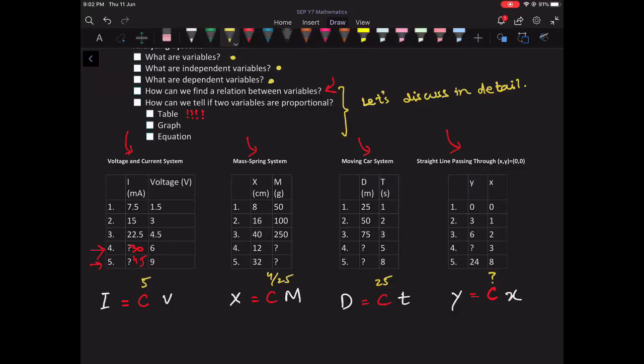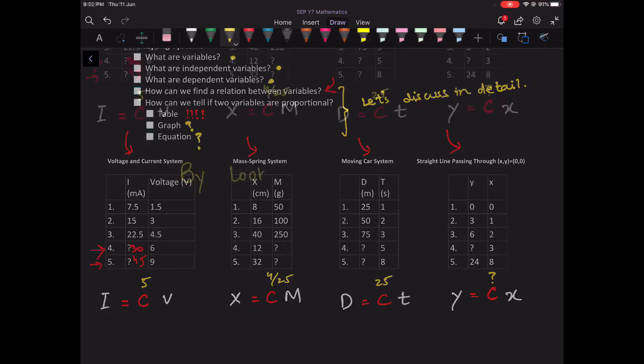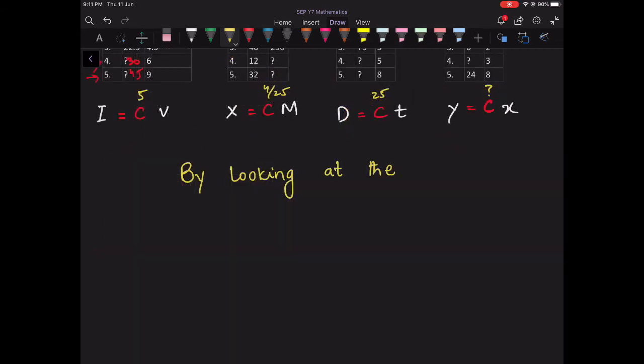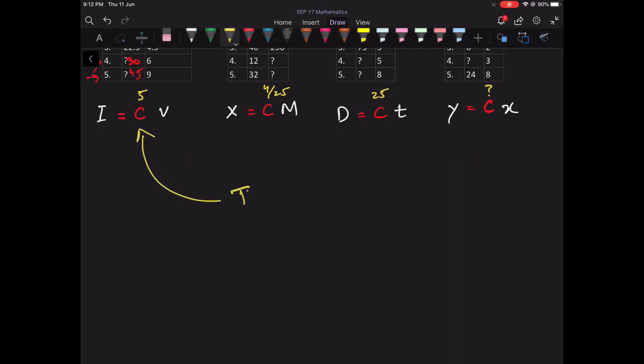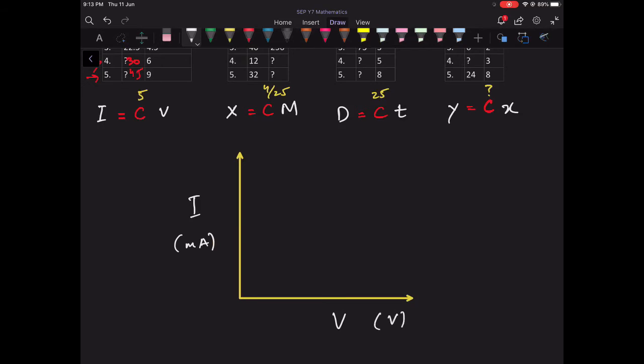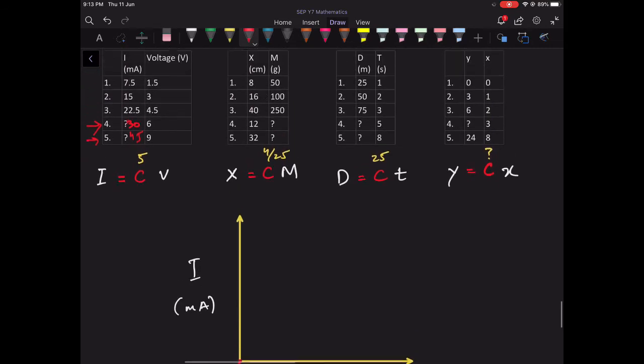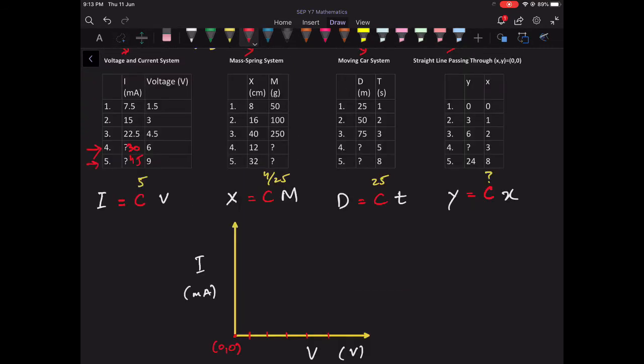Let us now study how we can identify proportionality between 2 variables just by looking at their graph. Let's take the example of the current and voltage system. We shall plot the current on the y-axis and the voltage on the x-axis. The data is given in the table, and we shall plot only one point manually. The rest of the points, we shall plot them in a graphing calculator.